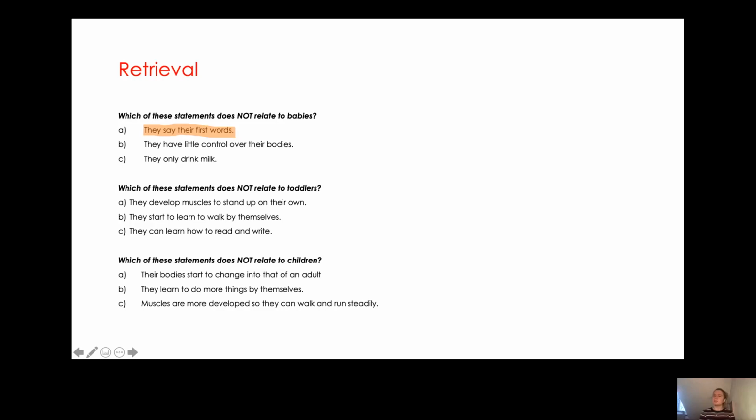Can you remember the stage of development where humans start saying their first words? Yes, that's right. It's when a human is a toddler. Okay, which of these statements does not relate to toddlers? Is it A, they develop muscles to stand up on their own? B, they start to learn to walk by themselves? Or C, they can learn how to read and write?